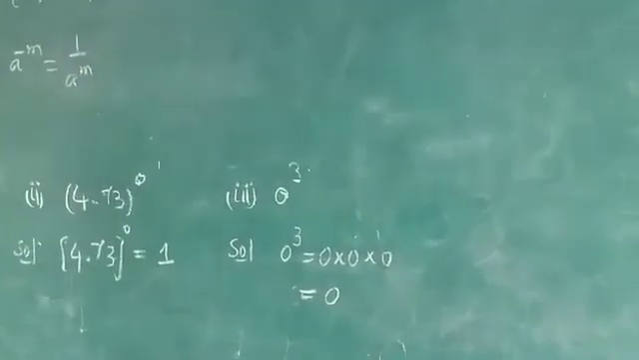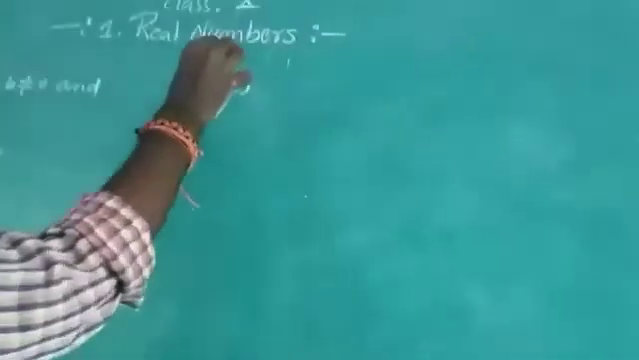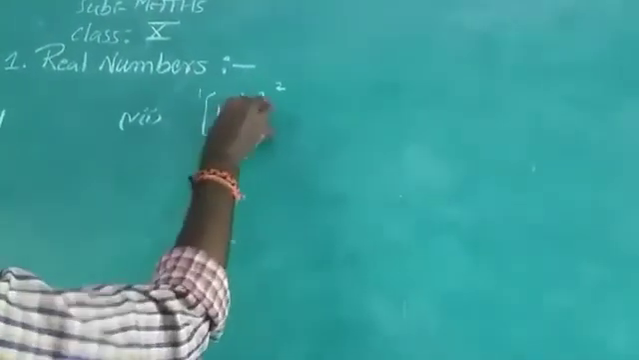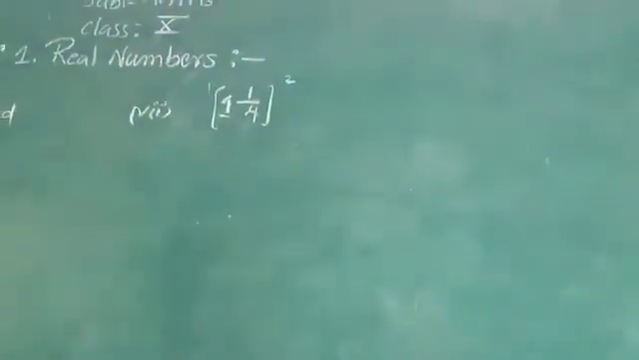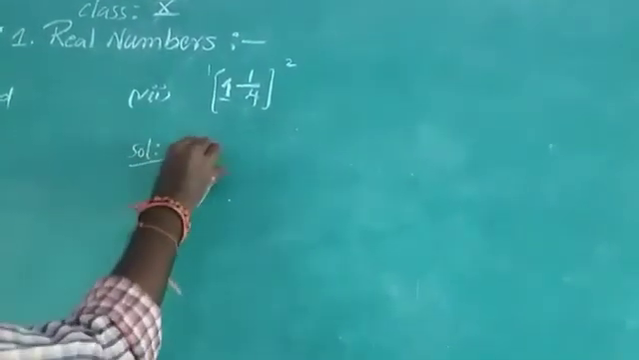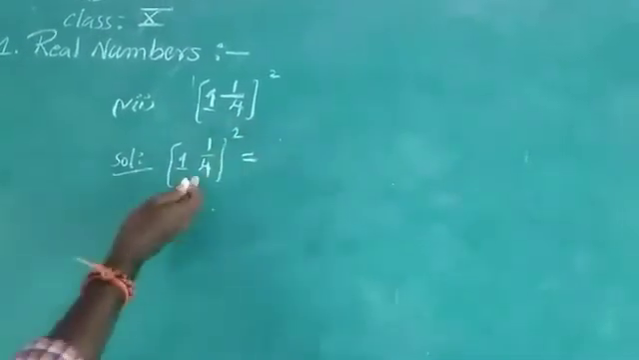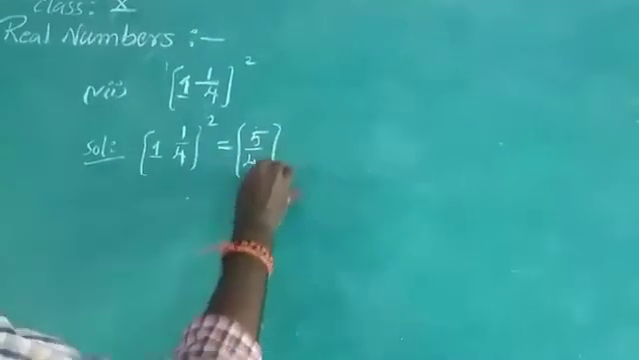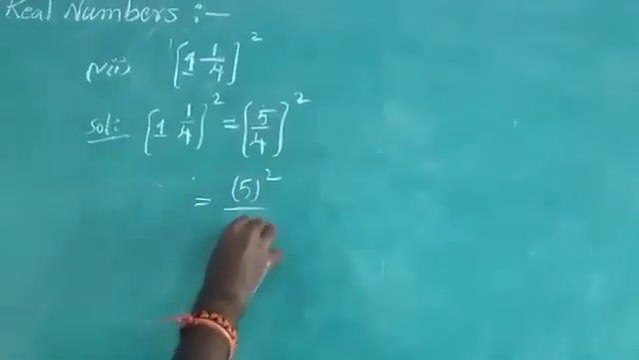Then the 7th one I would like to tell you. The remaining you take as homework. What is the 7th one? (1 1 by 4) whole square. Is that a mixed fraction? Then how will you write the mixed fraction as an improper fraction? 4 1s are 4, 4 plus 1 is 5, so 5 by 4 whole square, which means 5 square by 4 square.